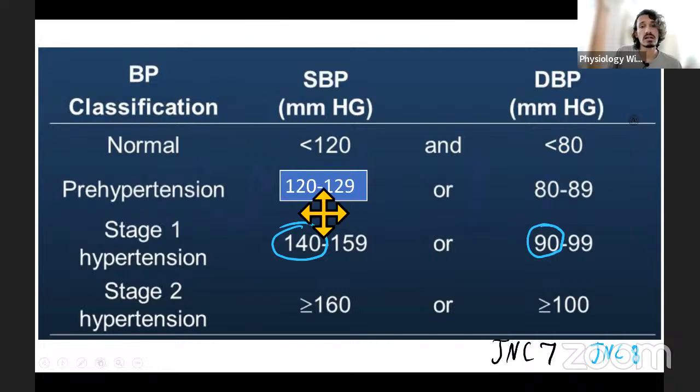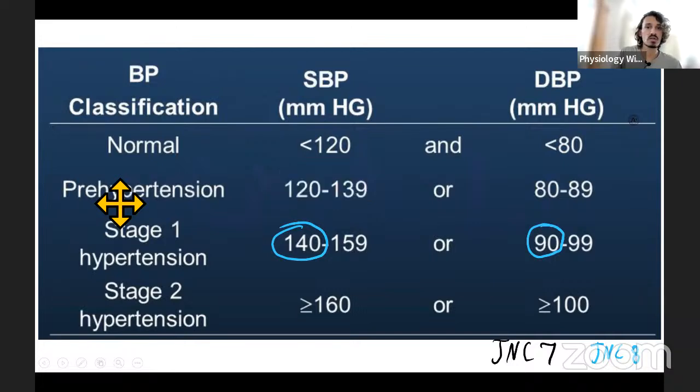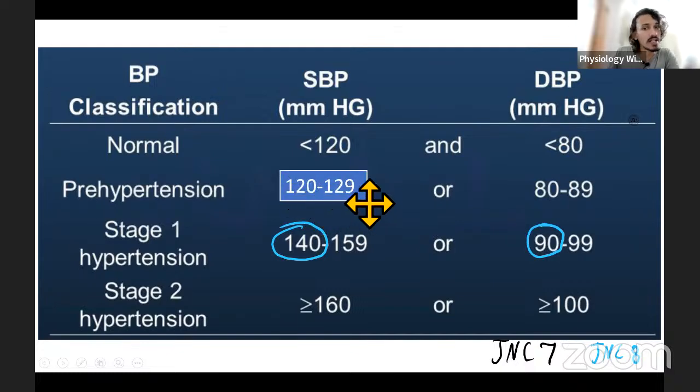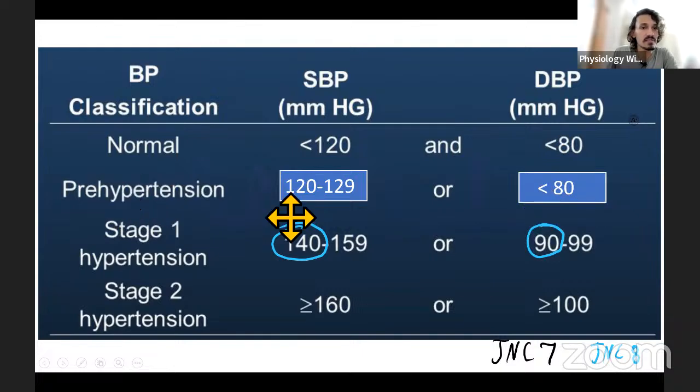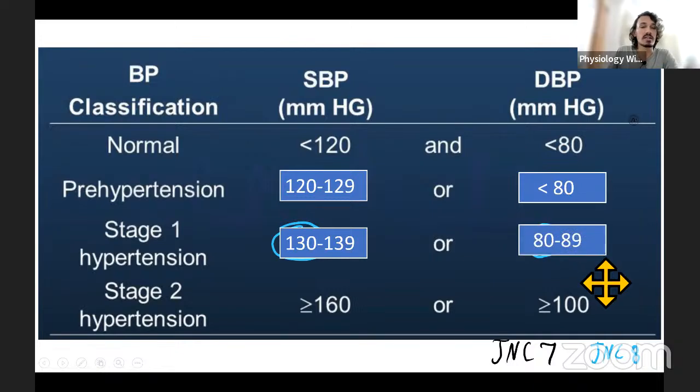Okay, so in JNC 8, what did they do? They changed the nomenclature in a way that now pre-hypertension, which was 120 to 139, is no longer like that. Instead, it is 120 to 129 systolic BP. And diastolic BP, even with less than 80, it becomes pre-hypertension. Okay, in this category. Stage 1 hypertension is no longer above 140. Instead, 130 to 139 by itself is stage 1 hypertension. And diastolic, it's no longer 90 to 99. Instead, 80 to 89 is diastolic blood pressure.